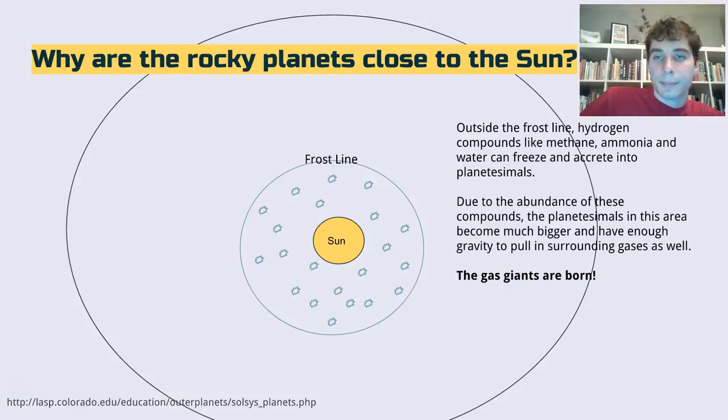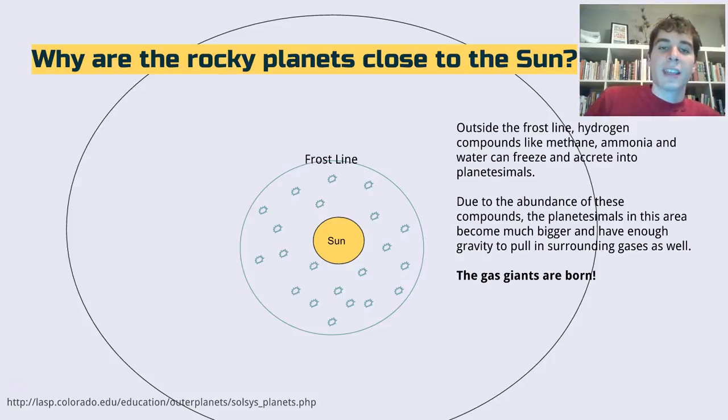Outside of the frost line then, hydrogen compounds like methane, ammonia, and water were able to freeze and accrete into these planetesimals. Since the abundance of those compounds was so much greater than the metals and the rock in the dust cloud, the planetesimals in the area outside the frost line were much bigger because there was more material flying around out there. More solids were flying around and running into each other, and that led to larger planetesimals, which then had more gravity, and it eventually had enough gravity to start pulling in some of the surrounding gases.